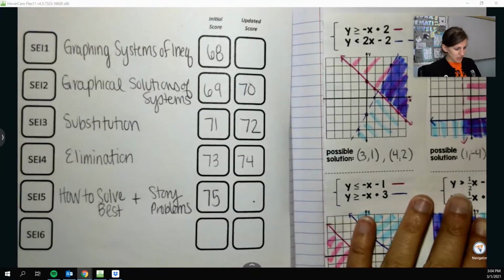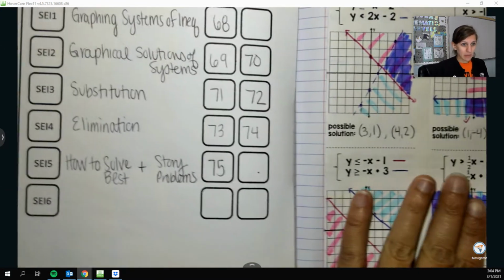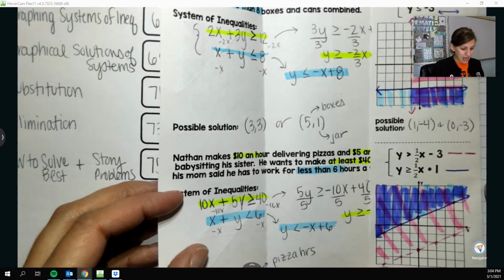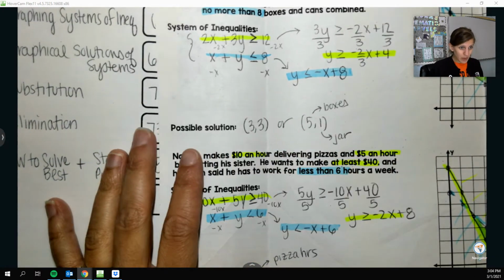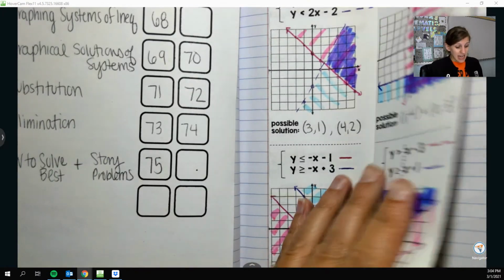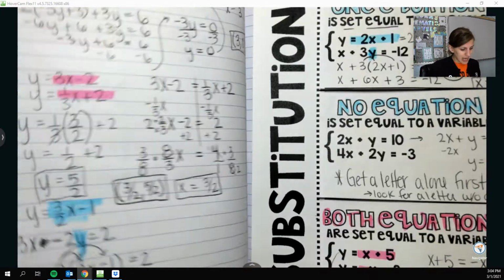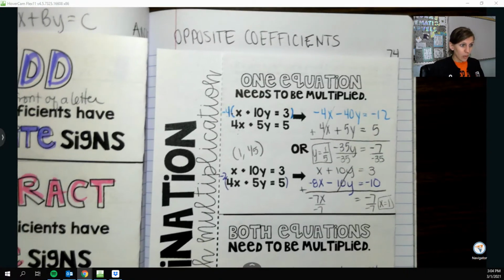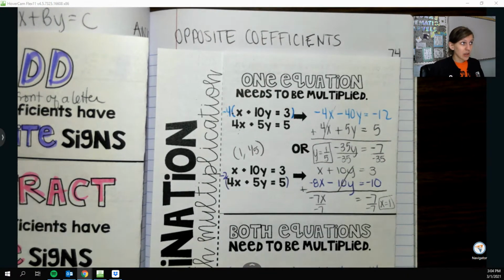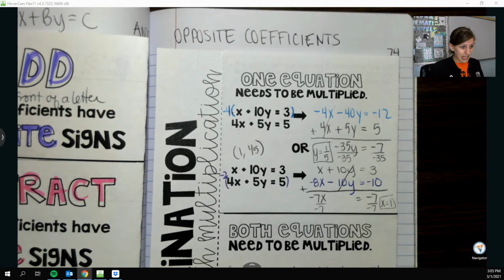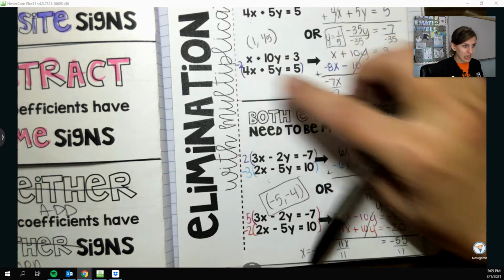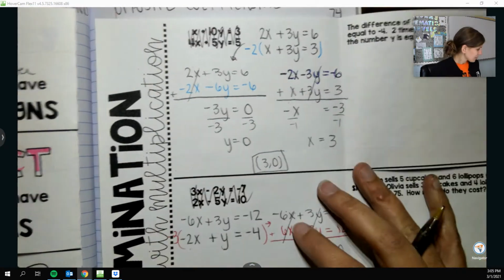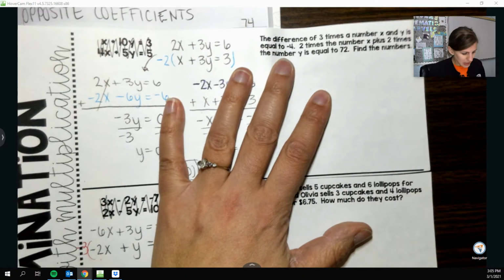Alright guys, we are going to talk about some more story problems. In the previous video, I did the story problems that we had on page 68 that we had skipped before. The next page that we skipped some story problems on was page 74, the third from last page in your packet. It says elimination with multiplication on it. We skipped two story problems in here, so we're going to want to take a look at those.